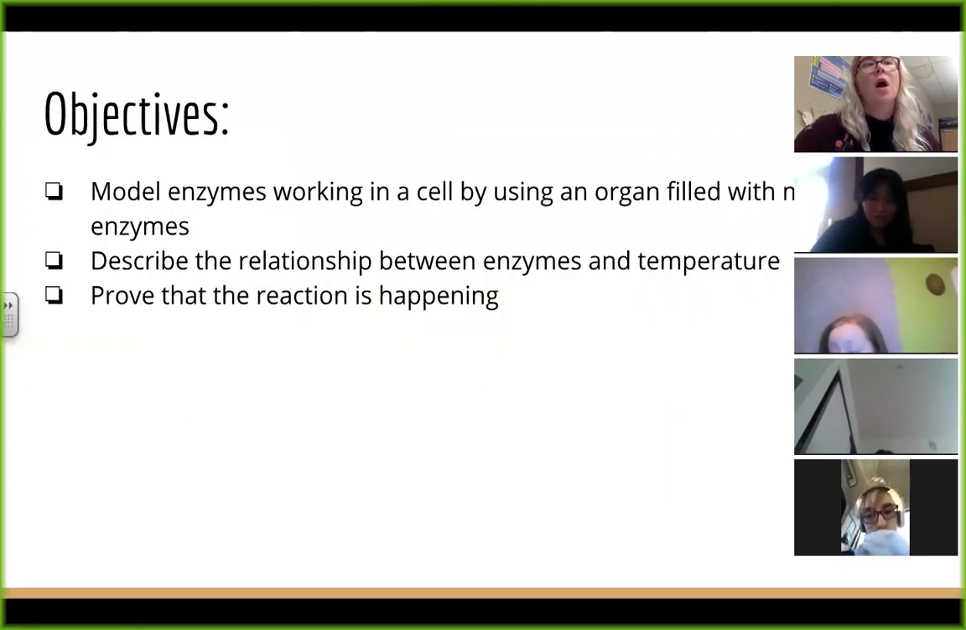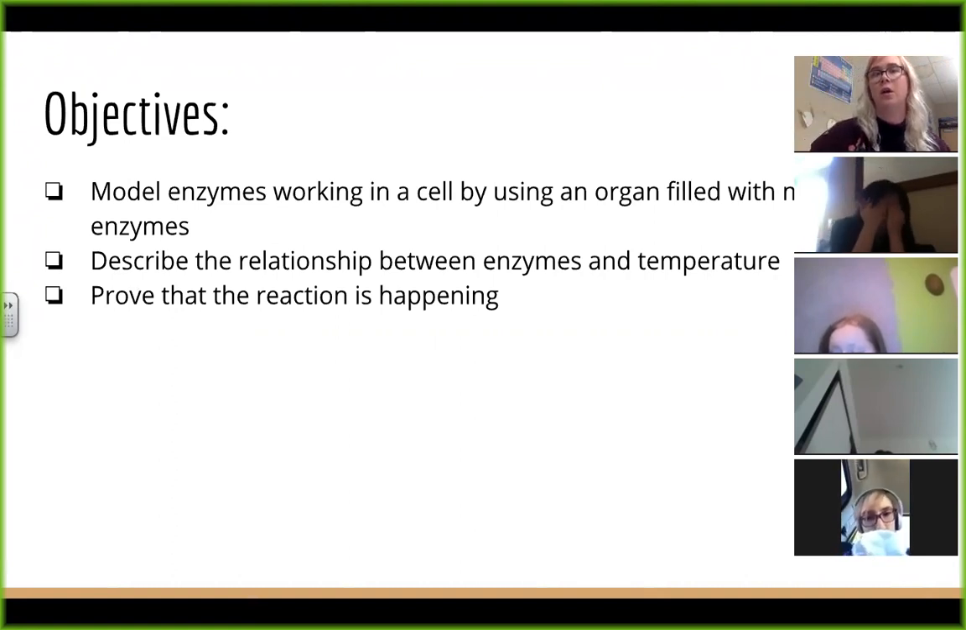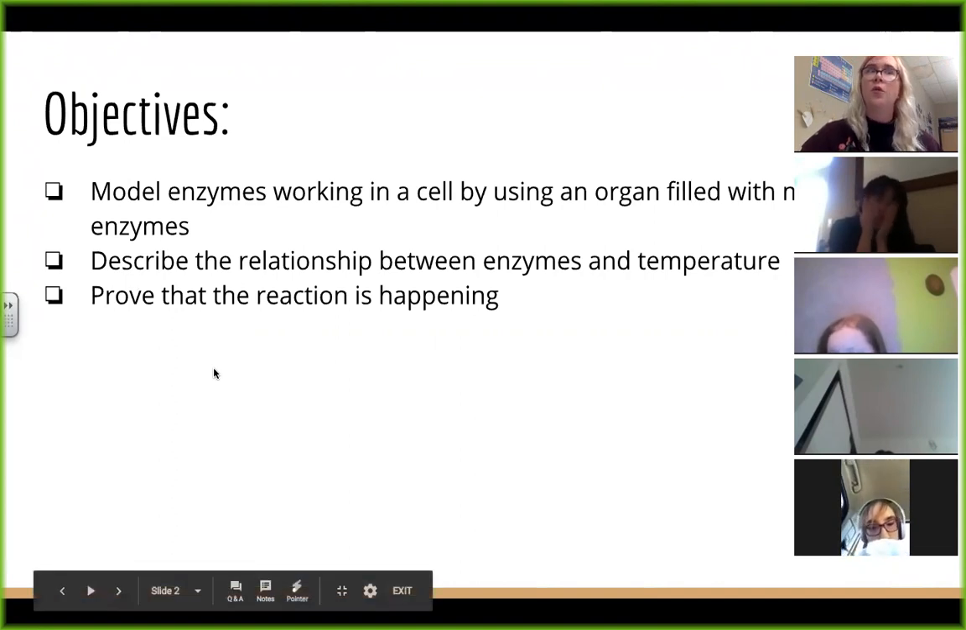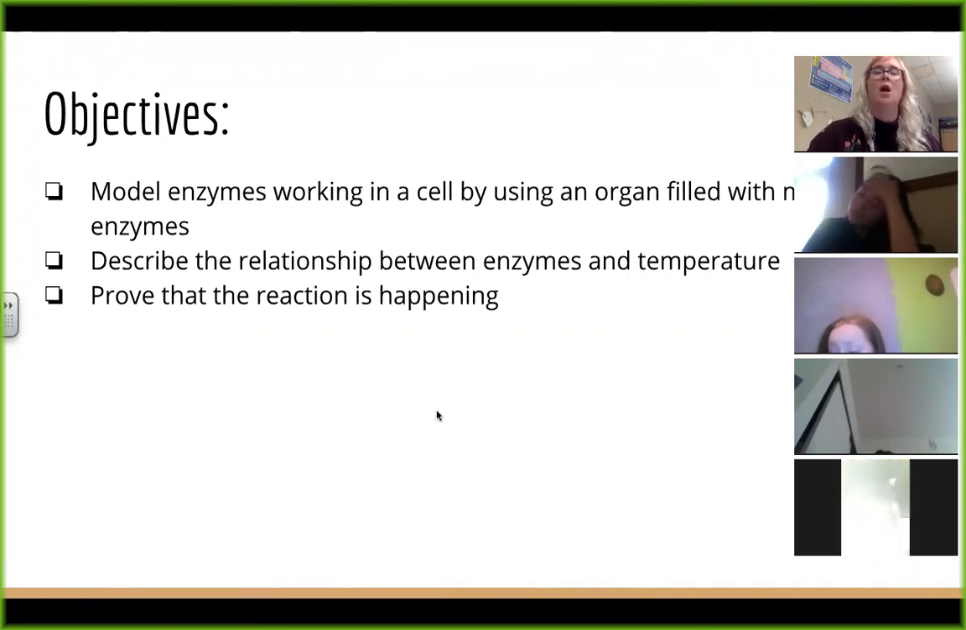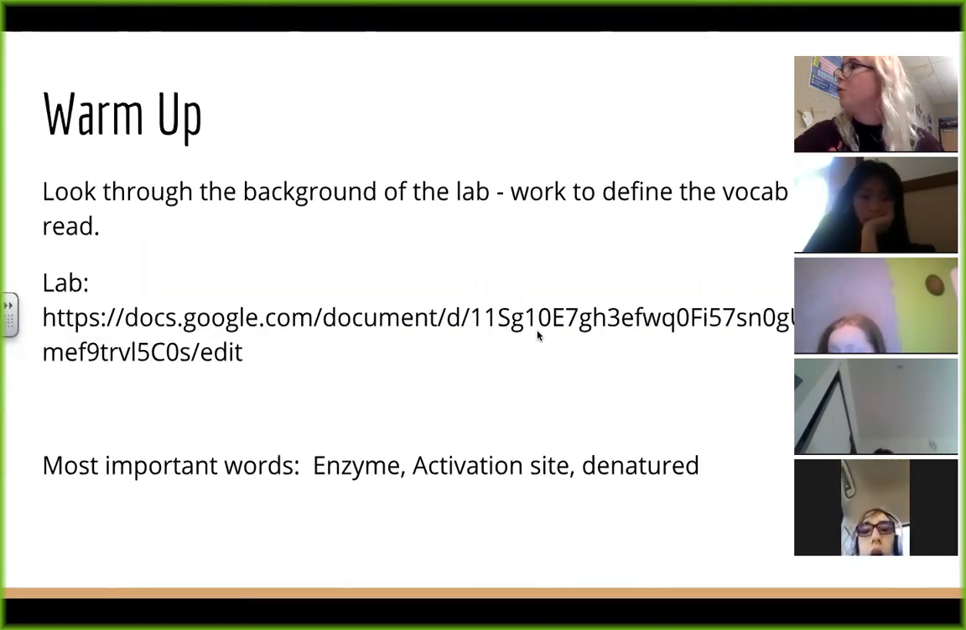Okay. Today we're going to model enzymes working in a cell by using an organ filled with many enzymes, specifically the liver. We're going to talk about exactly which enzyme we're looking at. We're going to describe the relationship between enzymes and temperature specifically, but we're then going to apply that knowledge to other environments. And then we're really going to also talk about how we can prove that a reaction is happening, which I am not going to be proving today, but I will link you guys to a video where I did prove it previously. Okay. Oh, good. My water's starting to boil. Perfect.